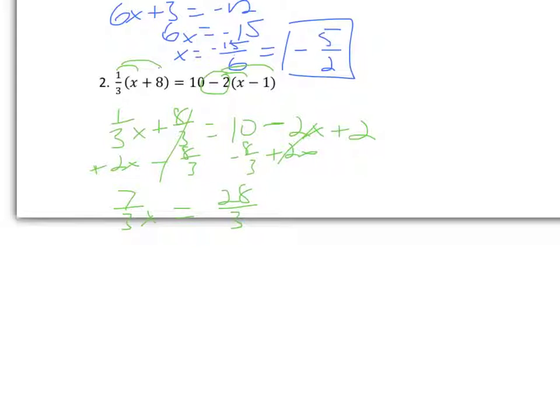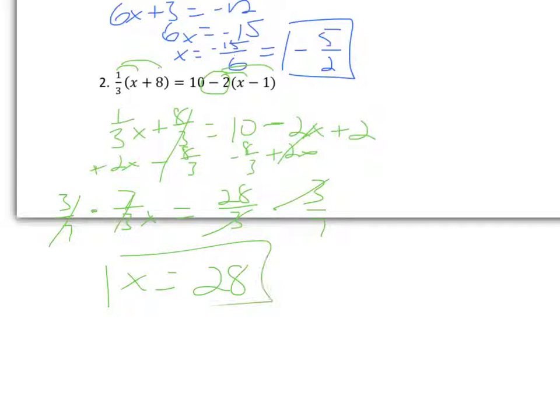Now we have to divide both sides by 7/3, which is the same as we talked about: dividing is the same as multiplying by the reciprocal. So multiply both sides by 3/7. Those go away, left with x. The 3's go away, and x equals 28. That is it.